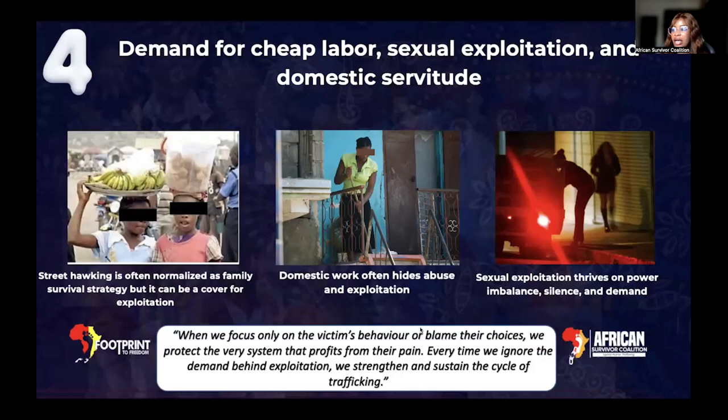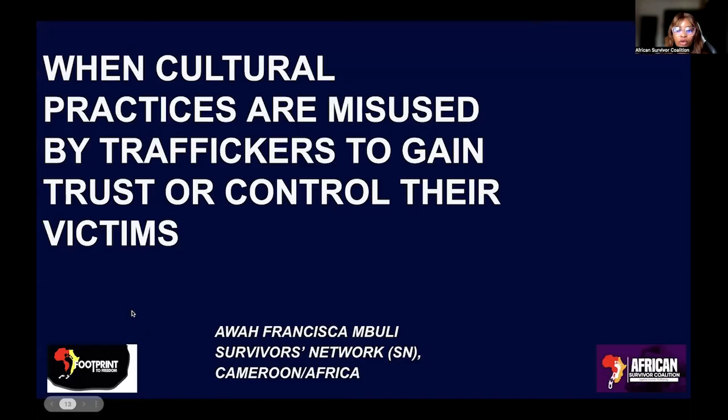For many of us, this wasn't just something we saw, it was our reality. Street hawking or domestic work was how some families survived. But survival often came at the cost of childhood, at the cost of safety, at the cost of education. And while these practices may have been normalized in our communities, they leave many children and entire families unprotected, unseen, and vulnerable to traffickers daily. And these traffickers know exactly where to find these children.